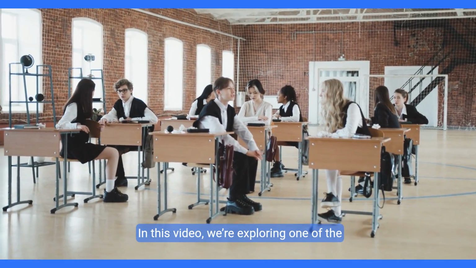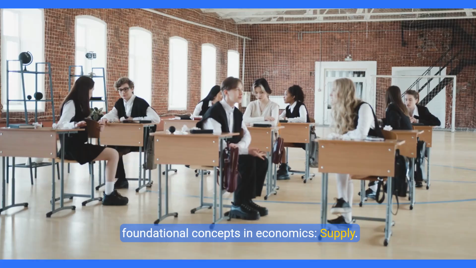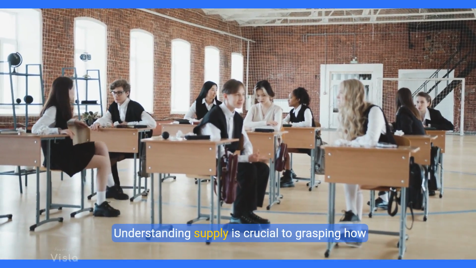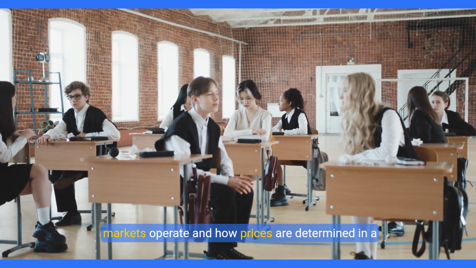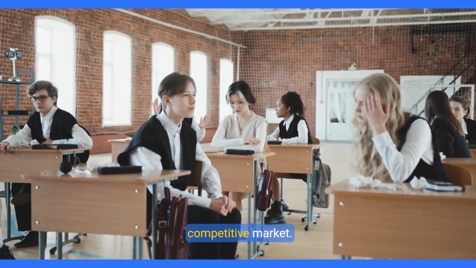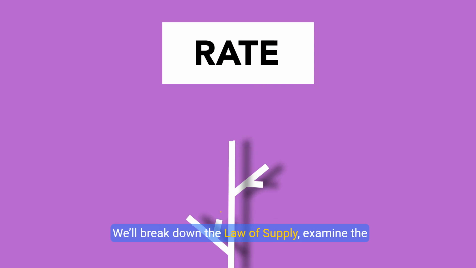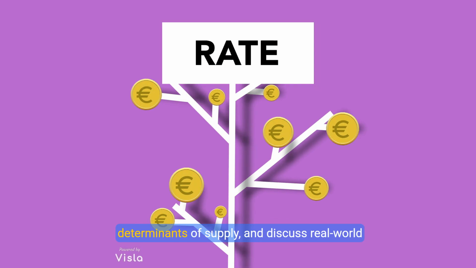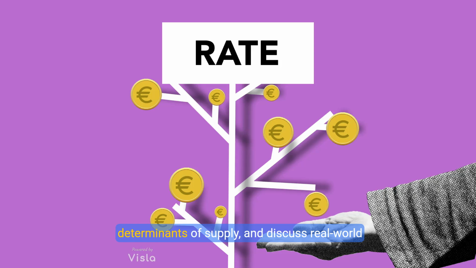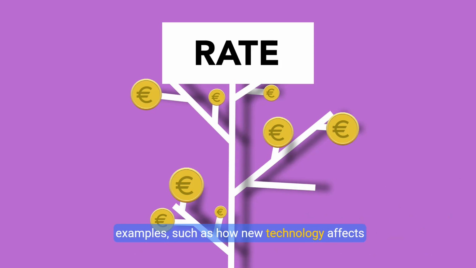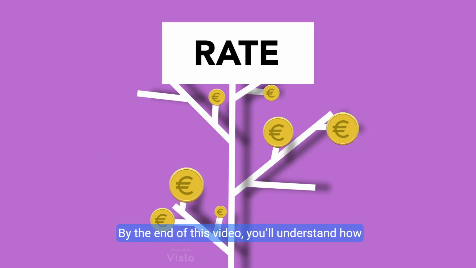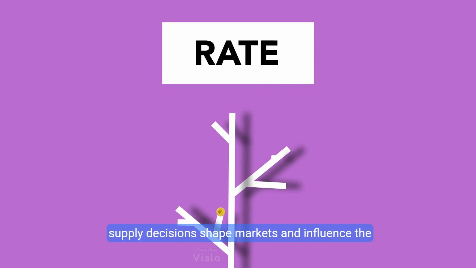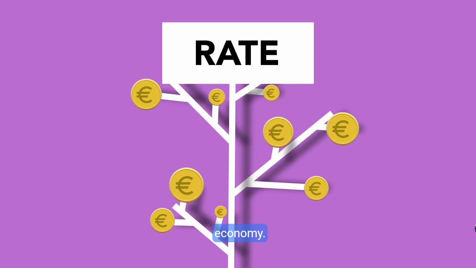In this video, we're exploring one of the foundational concepts in economics, supply. Understanding supply is crucial to grasping how markets operate and how prices are determined in a competitive market. We'll break down the law of supply, examine the determinants of supply, and discuss real-world examples, such as how new technology affects production or how supply chain disruptions can impact prices. By the end of this video, you'll understand how supply decisions shape markets and influence the economy.